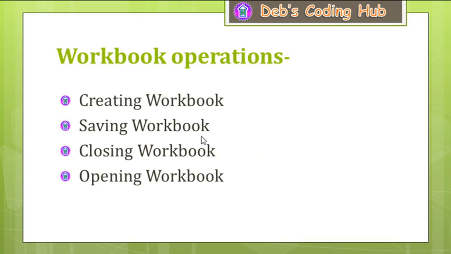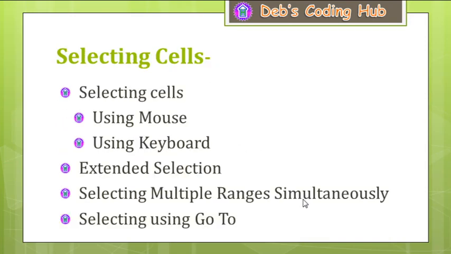Now after we have completed creating, saving, closing and opening of workbooks or Excel files, we'll go to the next topic. The next topic we'll go for is selecting cells. How can we select a cell? We can select a cell or a series of cells, called a cell range, by using the mouse or using the keyboard. So let us see how we can select cells by using the mouse or by using the keyboard.